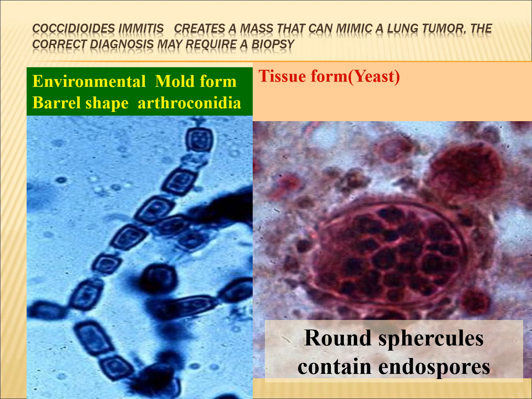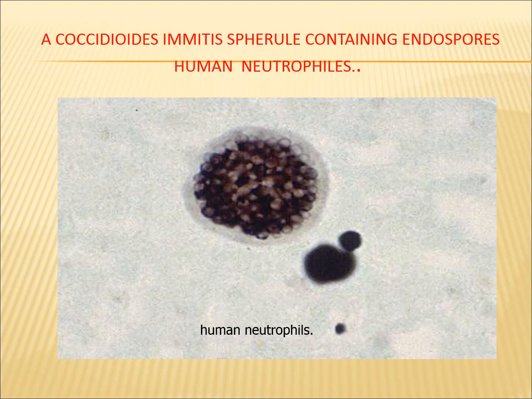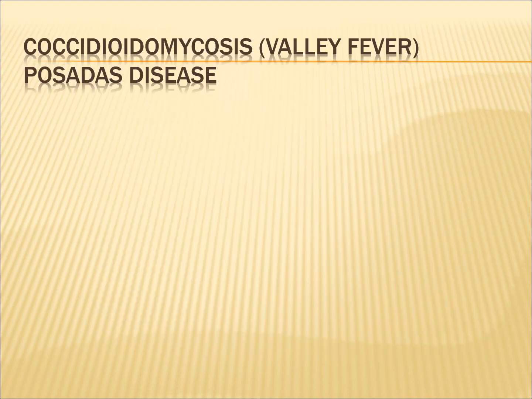Identify, give one reason for your identification. Coccidioides immitis. Why? Because it has barrel-shaped arthroconidia. These are other pictures of Coccidioides immitis inside the neutrophils.